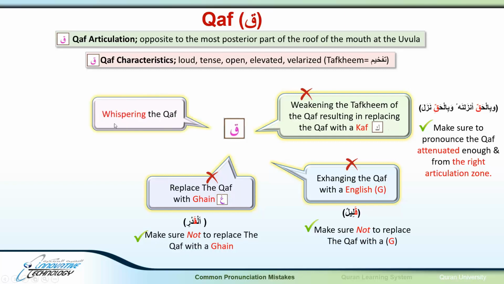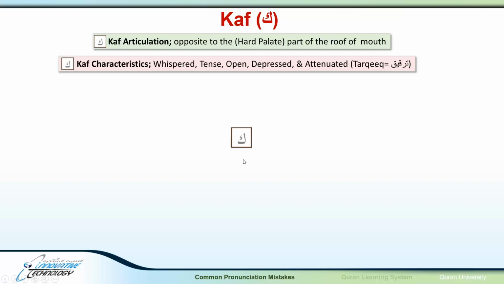The next common mistake is whispering the qaf. Whispering is like this. قالوا. The qaf is not clear enough. The right way of pronouncing it is like this. قالوا. So the qaf is an apparent character, and you should make sure to give the qaf its apparent characteristics. قالوا, not the whispered version. And now the kaf common mistakes.